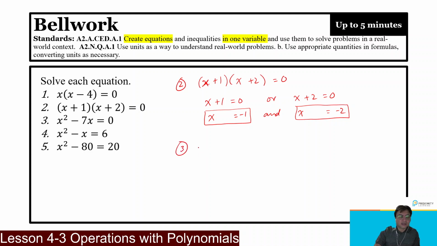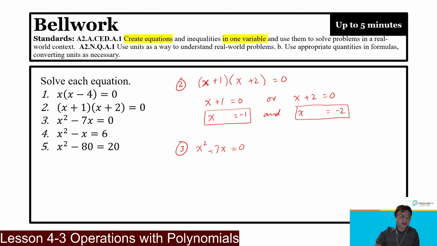Here's question number 3. We have x squared minus 7x equals 0. And so here we don't have two quantities being multiplied. We have a subtraction.